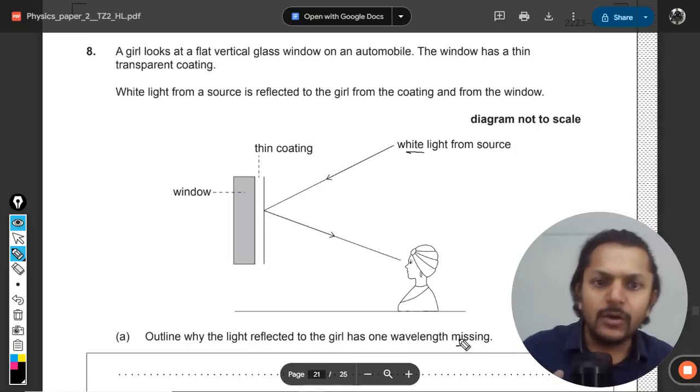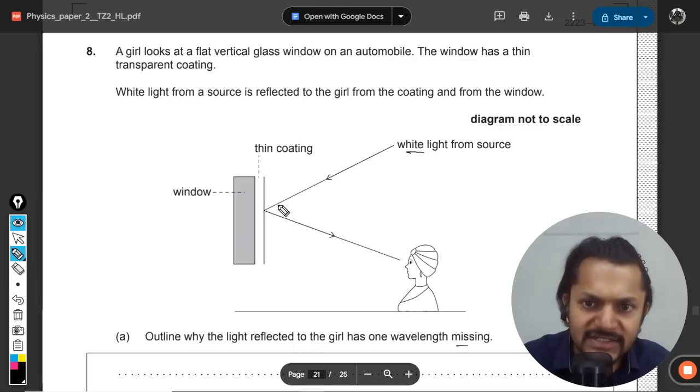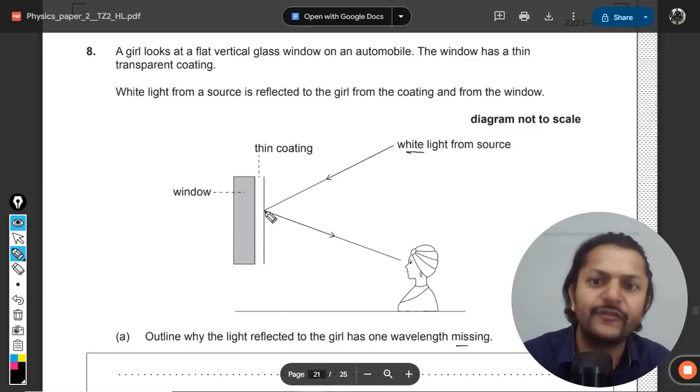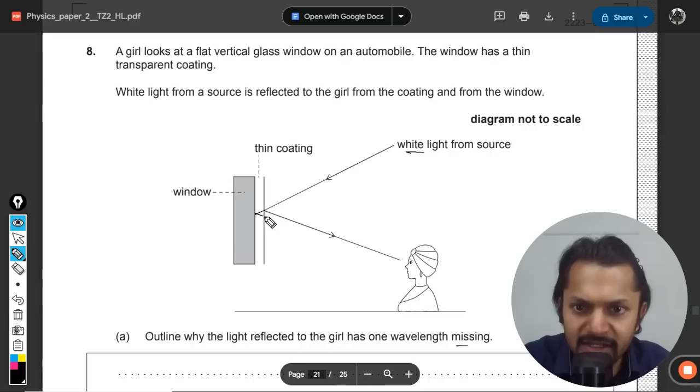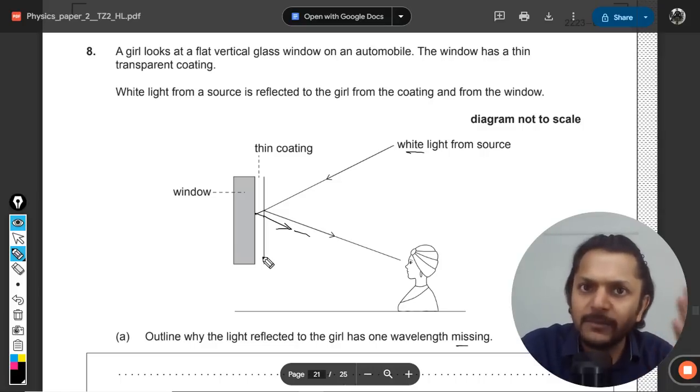Okay, so one thing is sure, that when the light will be going through the coating, there are two reflections which are taking place. The first reflection will be taking place from the thin coating which is shown in the diagram. The second one will be like this, isn't it? Like that, light will also go towards the eye of the girl.